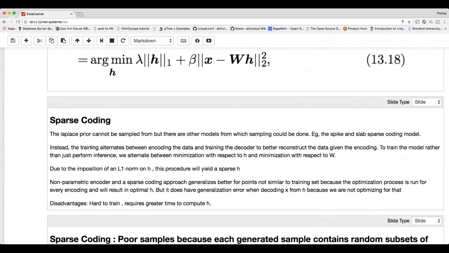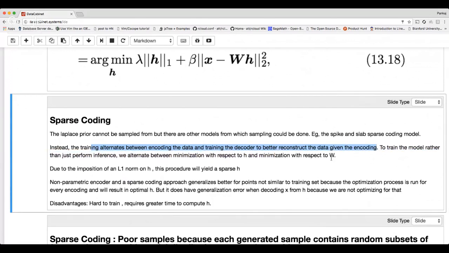Yeah, so the training alternates between encoding the data and training the decoder to better reconstruct the data given. So the training does both encoding and decoding at the same time.